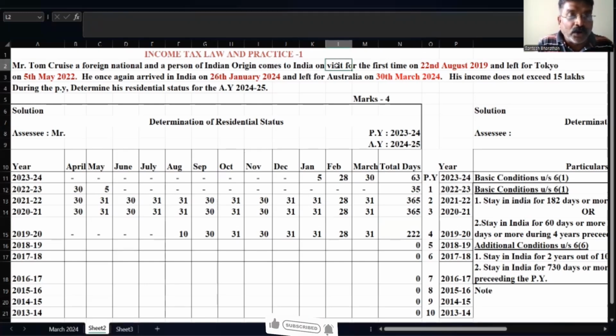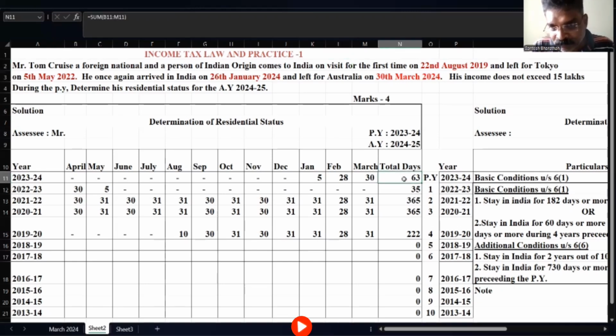If any Indian origin person or an Indian citizen comes to India for the sake of a visit, and his income does not exceed 15 lakh, he has to satisfy the basic condition. He should stay at least for 182 days or more during the previous year. That is a must. Here, the 60 and 365 days for 4 preceding previous years is not applicable. For any Indian origin or Indian citizen coming to India for the purpose of visit, the one basic condition is that he has to stay at least 182 days or more during the previous year.